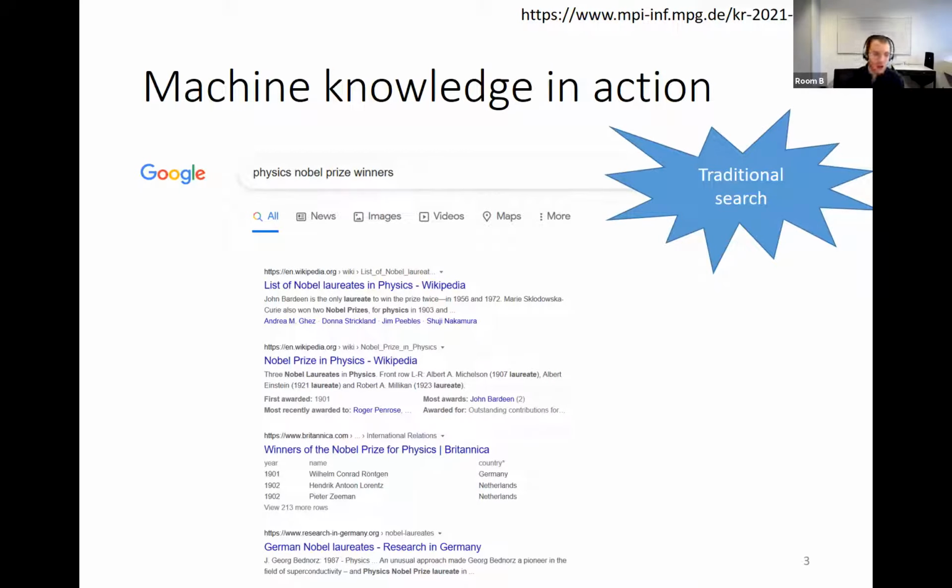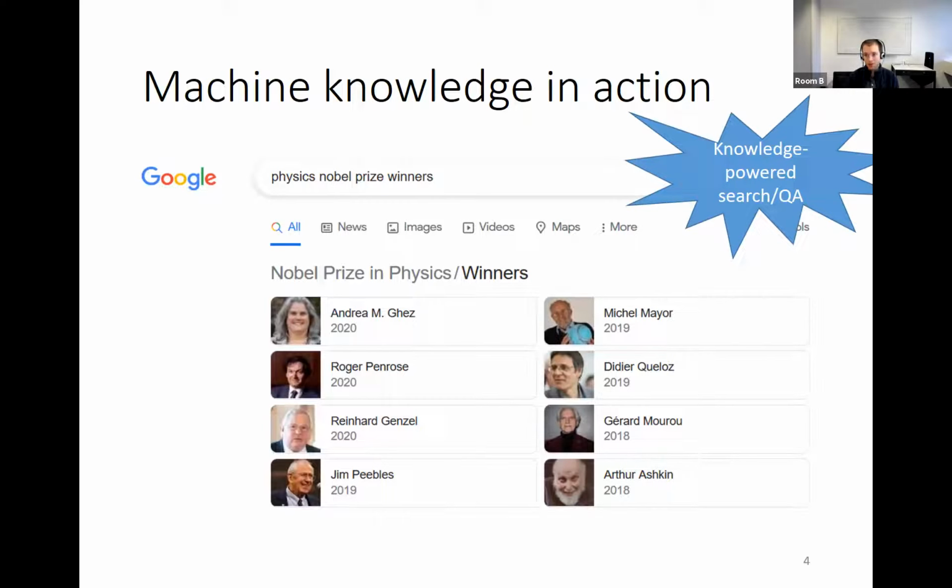BM25 or so. Nowadays, the paradigm of search and question answering has much fused. If you go to prominent search engines nowadays, you're not just getting documents back, but you directly get structured answers which come from a knowledge base, which come from machine knowledge. So for example, here for the physics Nobel Prize winners, there's entity disambiguation happening in the background. The entity is Nobel Prize in physics, and the relation is identified as winners, and then we get a listing of entries here along with the years.